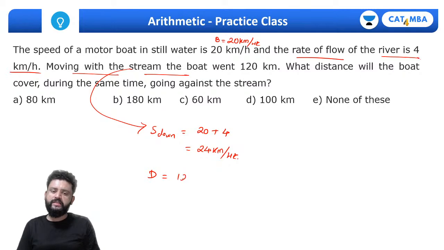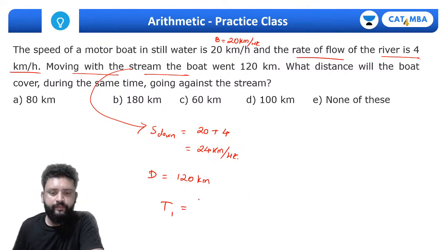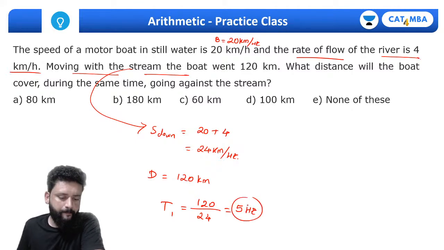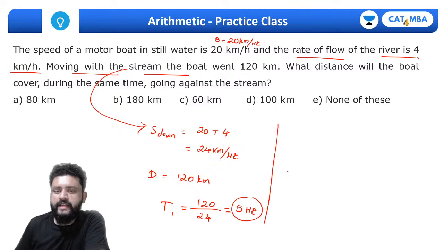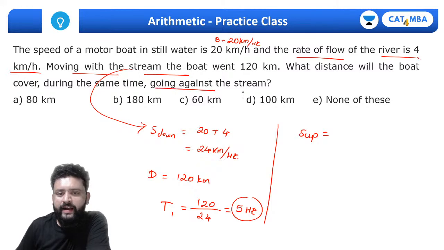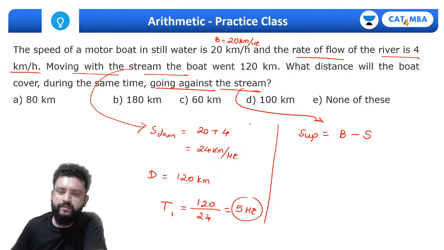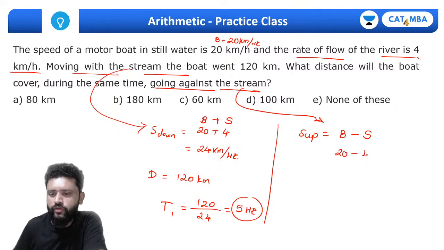And distance it went is 120 km. So what is the time required in the first case or the downstream? It is 120 divided by 24. That comes out to be 5 hours. Yes, Ashish, that's right. The speed of upstream हमें यहाँ पे calculate करना है. While going against the stream, upstream में क्या होता है, बोट का स्पीड माइनस स्ट्रीम का स्पीड. पहले क्या था, डाउनस्ट्रीम में बोट प्लस स्ट्रीम. So 20 minus 4, that comes out to be 16 km per hour.